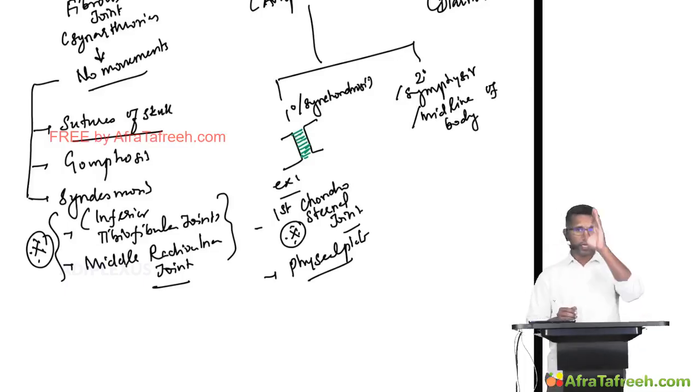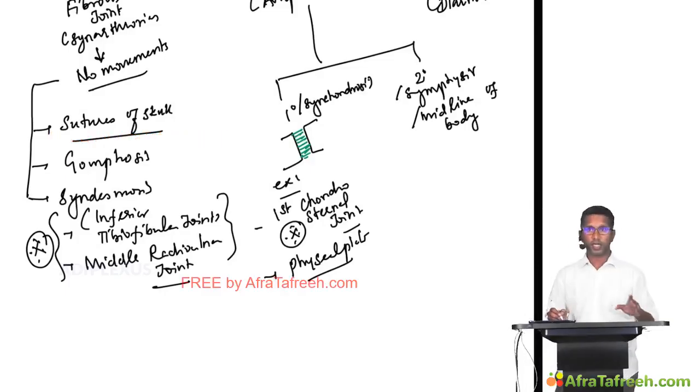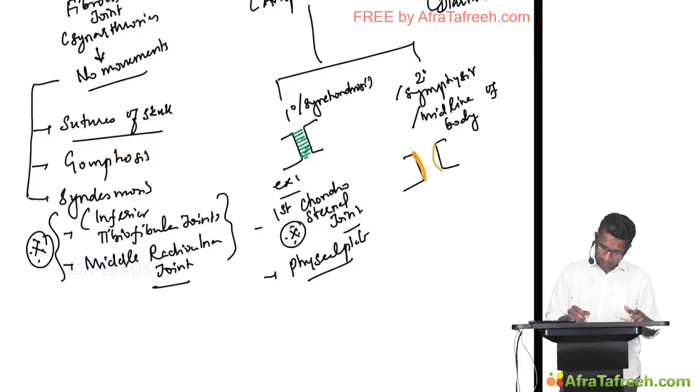Okay, so where do they lie? They lie in the midline of the body. If you see some joints in the midline, usually that will be a symphysis kind of joint. What is called a symphysis or a secondary cartilaginous joint? You take two bones, and you line the two bones with a cartilage. This cartilage which is lining here is the hyaline cartilage, and they are in turn connected by a fibrocartilage.